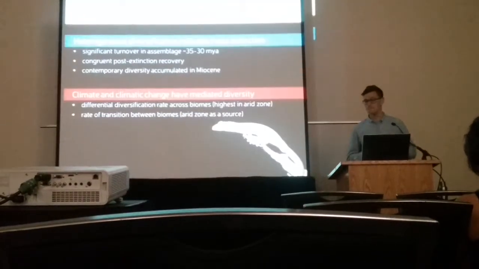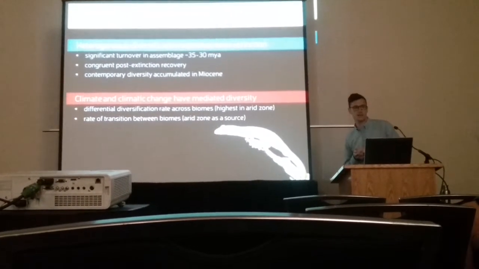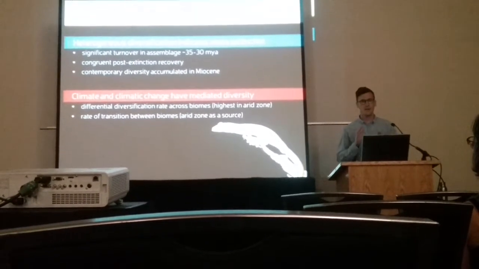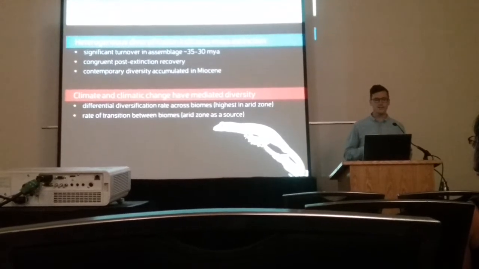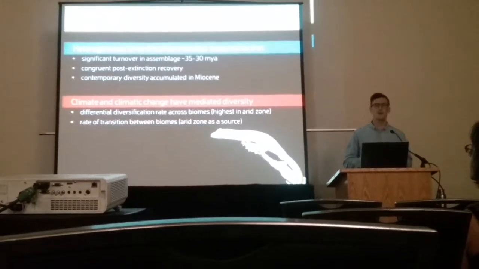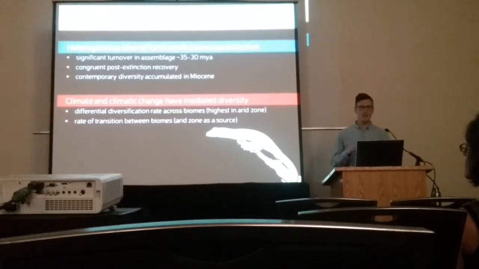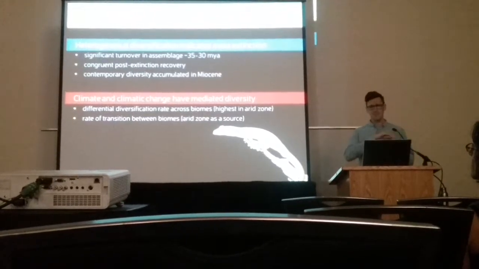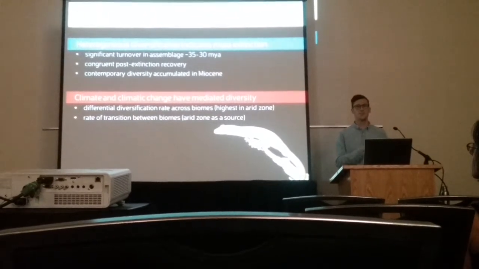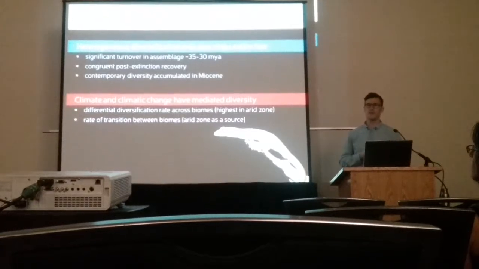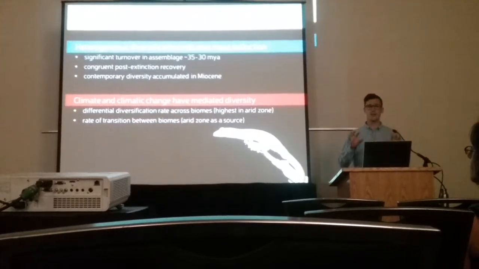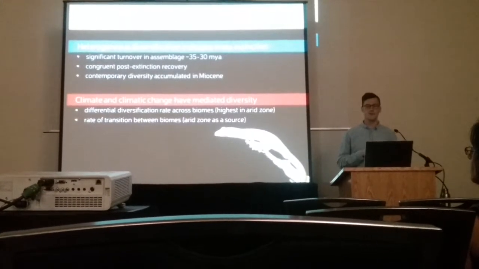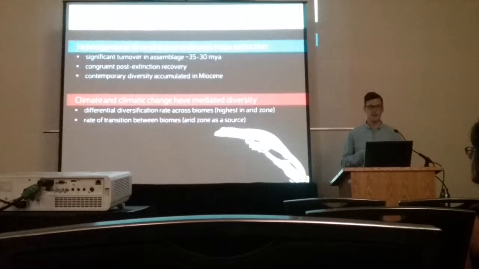So just to kind of wrap it up, the diversification of this group has been markedly heterogeneous, with a significant turnover in the assemblage somewhere around 30 million years ago, and a generally congruent post-extinction rebound. But contemporary diversity has really been shaped by the mid-Miocene aridification of the continent. And this climatic change of the Australian continent has really shaped this group of pretty unique geckos.